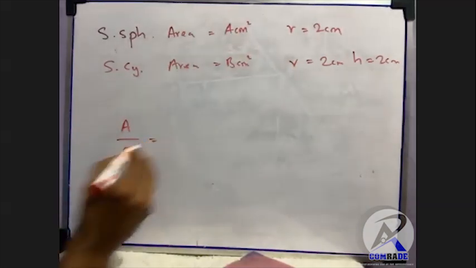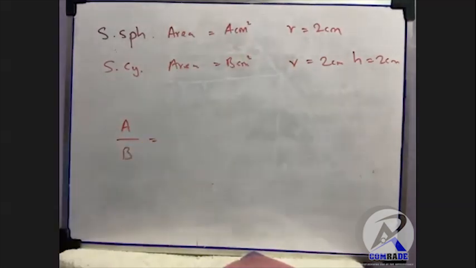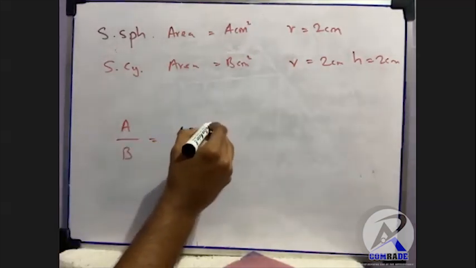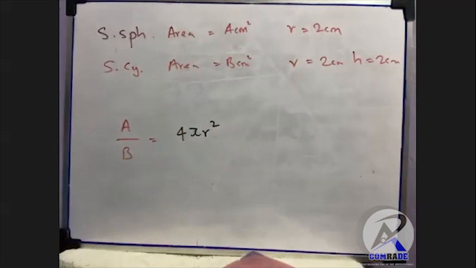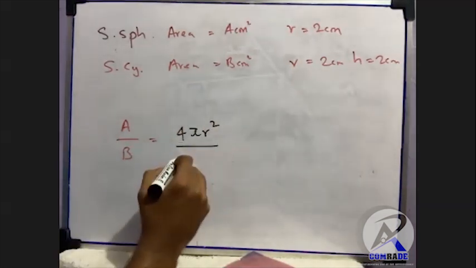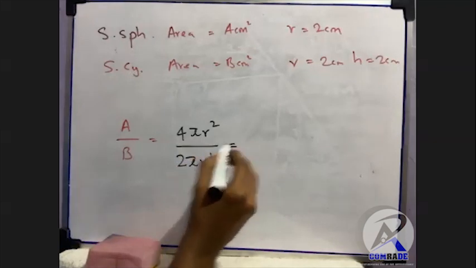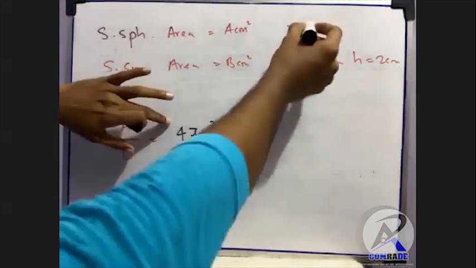For this, they have given that the surface area of a solid sphere of radius r is 4 pi r squared. And they have given that the curved surface area of a solid cylinder of radius r and height h is 2 pi r h. So they have given the information.